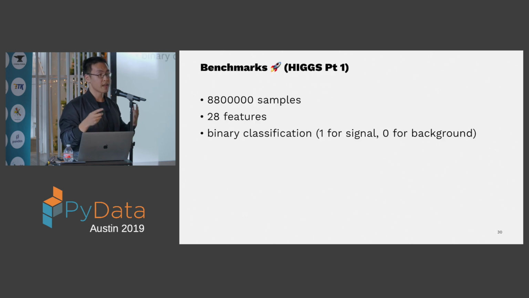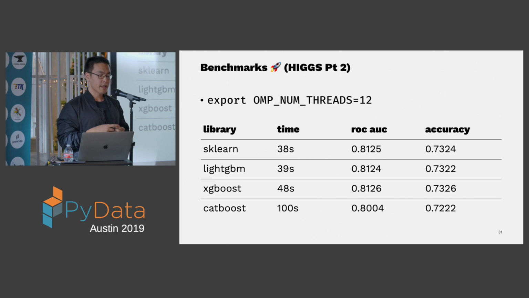So if I want to do some benchmarking, one of the standard benchmarks we use is the Higgs boson data set, which is 8.8 million records and 28 features. It's a binary classification problem. If we want to run this using LightGBM or sklearn, the time is about the same. It's around 38 seconds on 12 cores. The accuracy and ROC score are about the same as well. This is as expected since our implementation is based on the LightGBM implementation. But the difference is that we write it in Python and the implementation is C++. So that's the only difference.